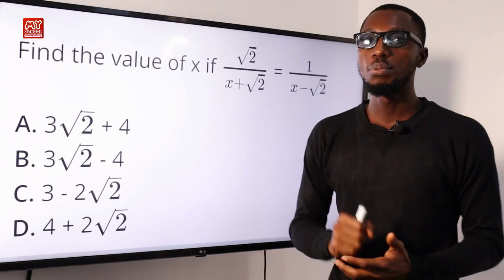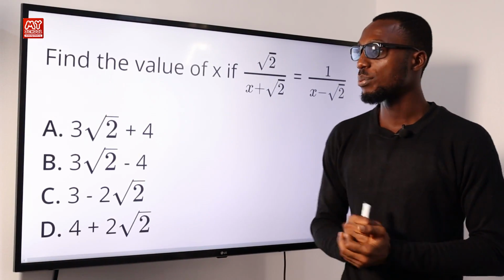So we have 3 root 2 plus 4, or 4 plus 3 root 2. So option A is very correct.